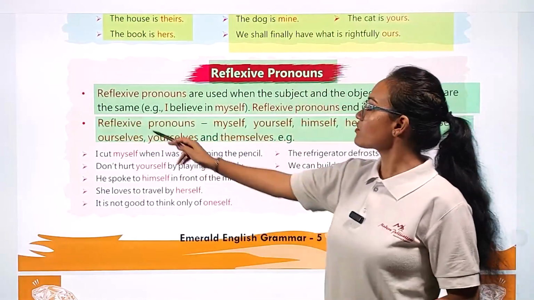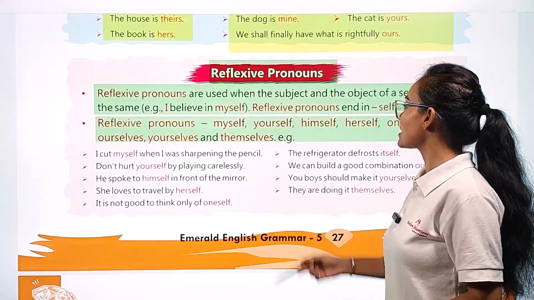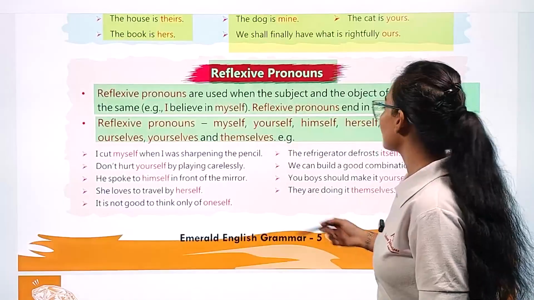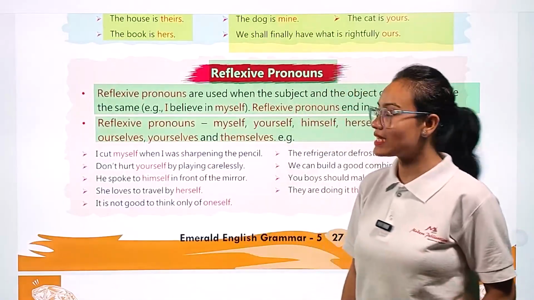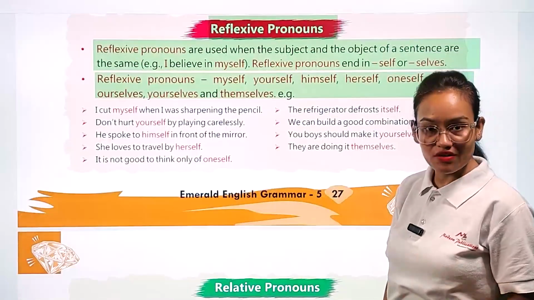So here, my dear student, you can see some more reflexive pronoun words like myself, yourself, himself, herself, oneself, itself, ourselves, yourselves, and themselves. Okay. So some more examples. We are going to see the reflexive pronoun.